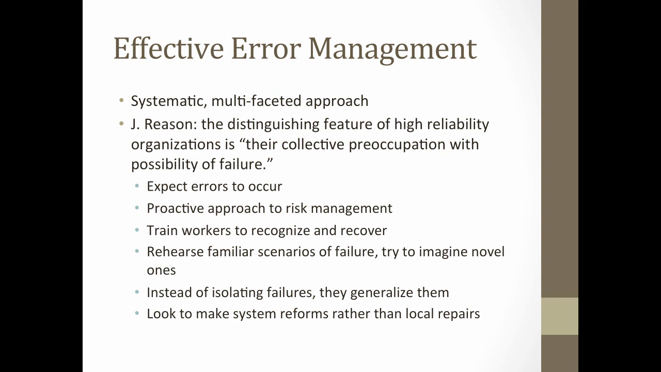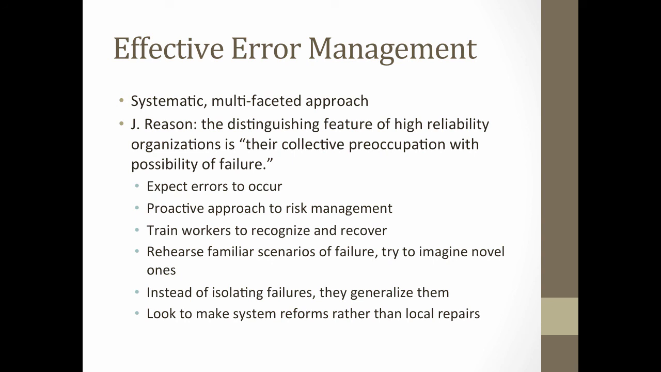James Reason, in his studies of high reliability organizations, says that the distinguishing feature of them is their collective preoccupation with the possibility of failure. Whereas most organizations want to isolate and deal quickly with and get rid of any failures or errors, Reason points out that the high reliability organizations, those that make very few errors, are actually preoccupied with the possibility of failure. They expect errors to occur. They have a proactive approach to risk management. They train their workers to recognize errors and to recover from them.